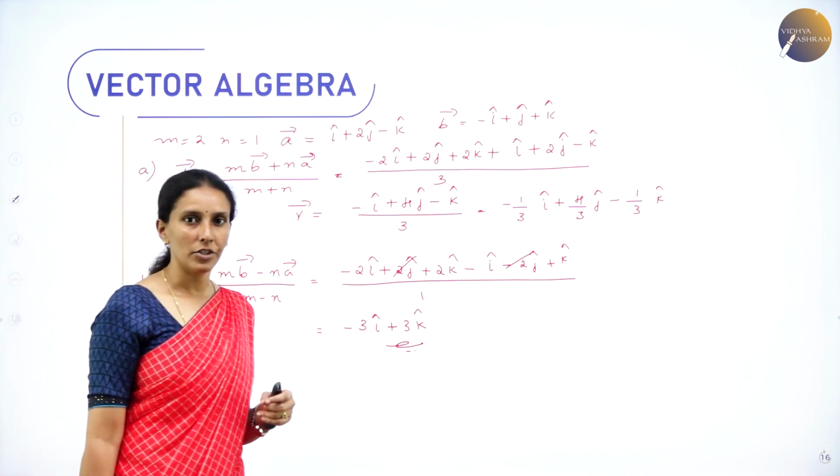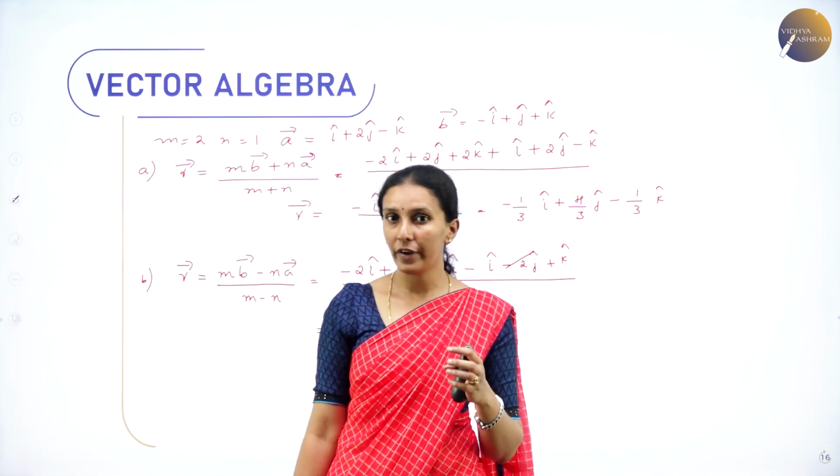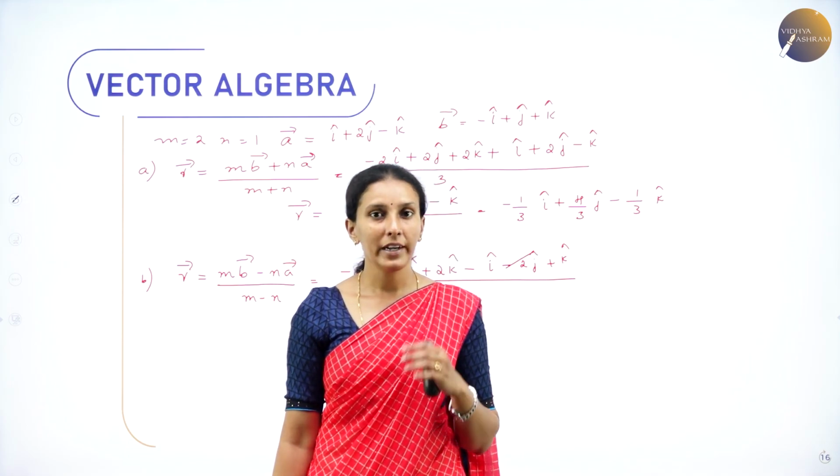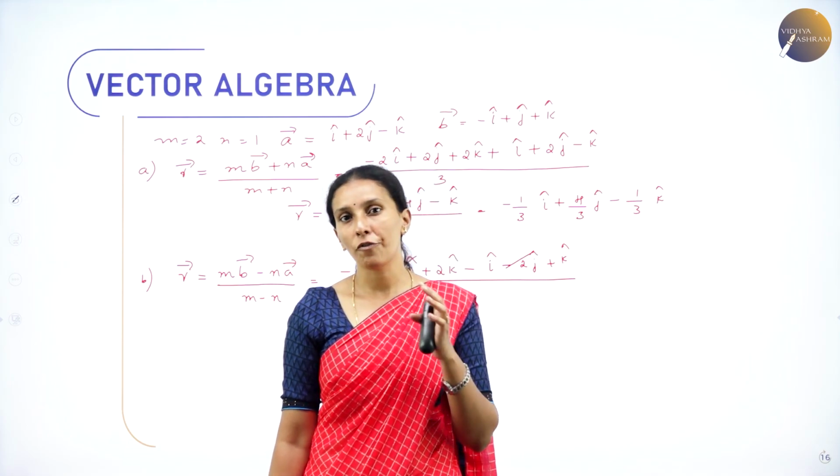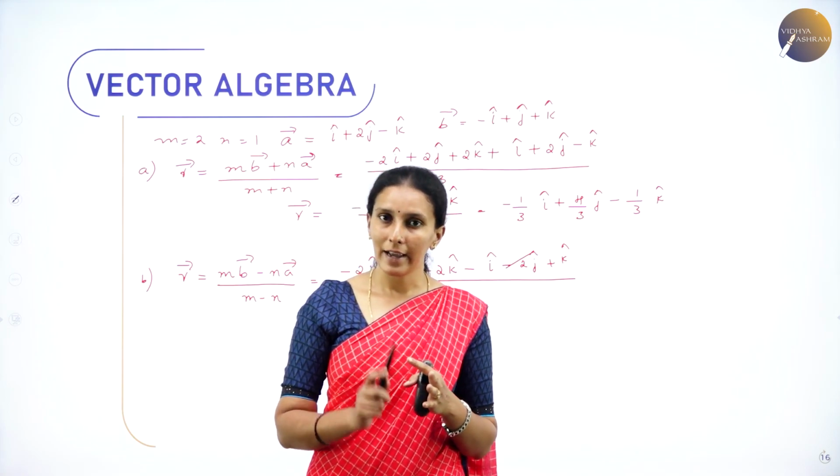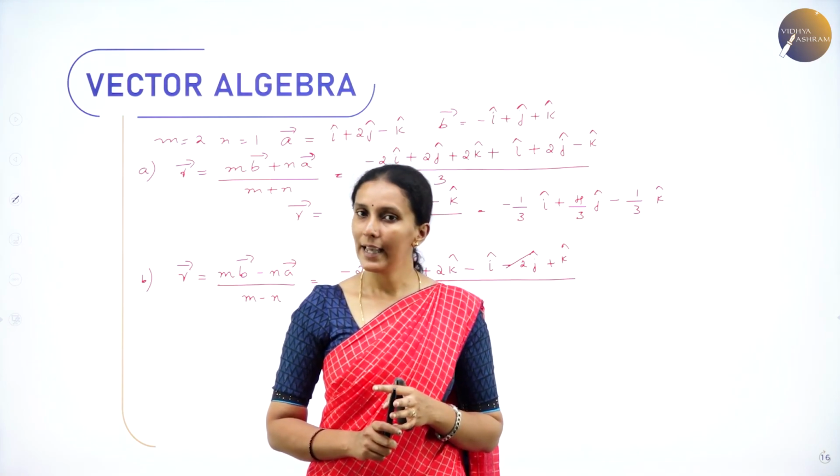So in today's session we have learned how to write the position vector of the vector joining 2 points, as well as the position vector of point R, which is dividing the line segment internally as well as externally.